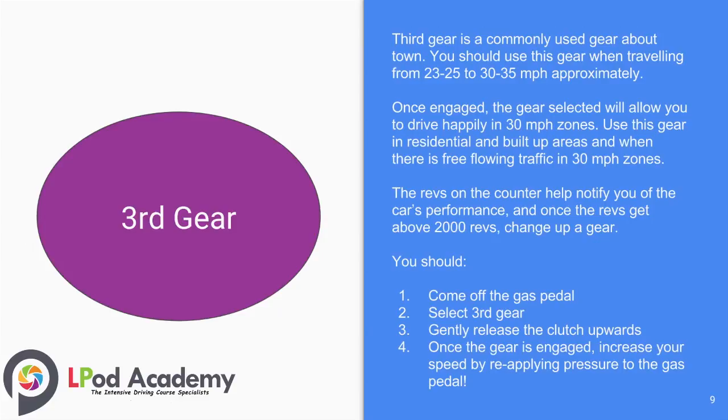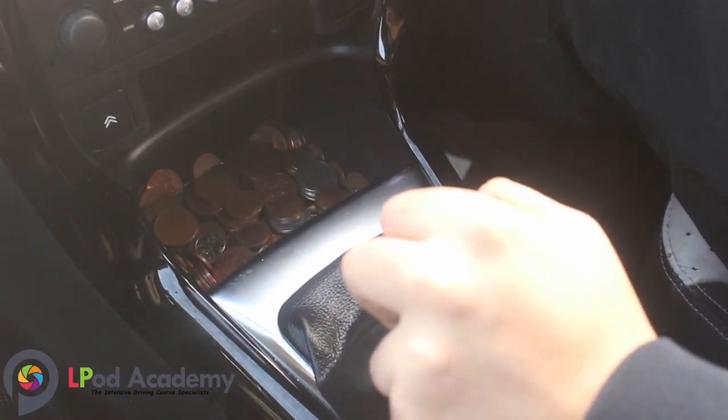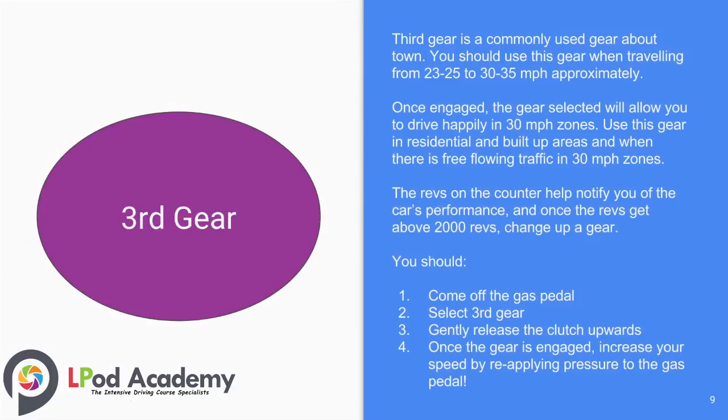To change gear, you should come off the gas pedal. You should select third gear and then gently release the clutch upwards. Once the gear is engaged, you should increase your speed by reapplying pressure to the gas pedal.